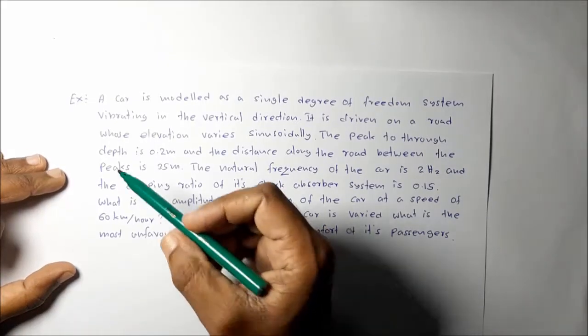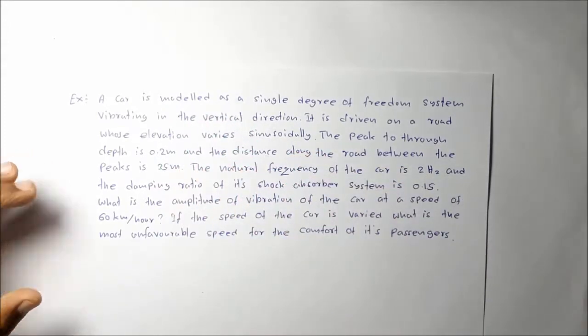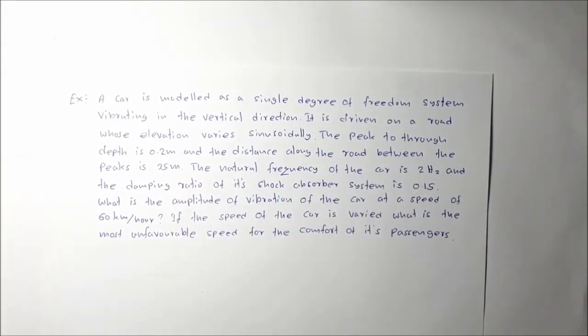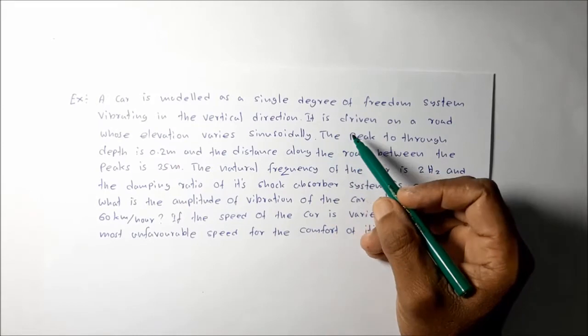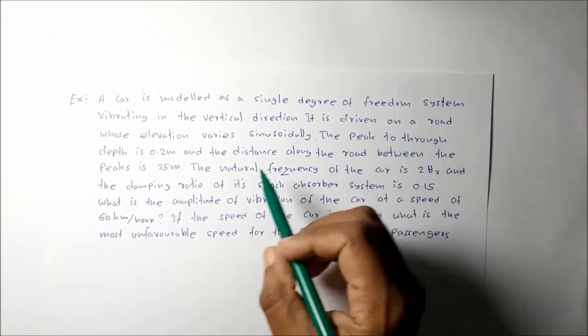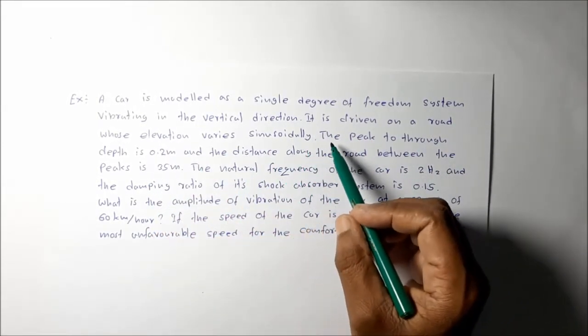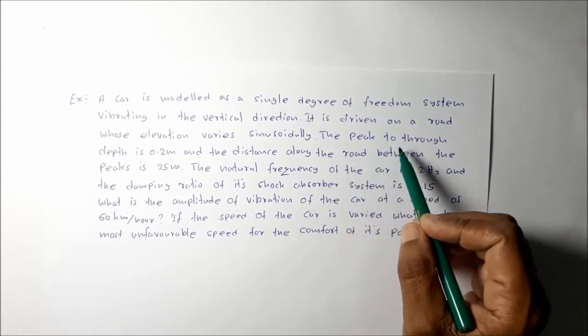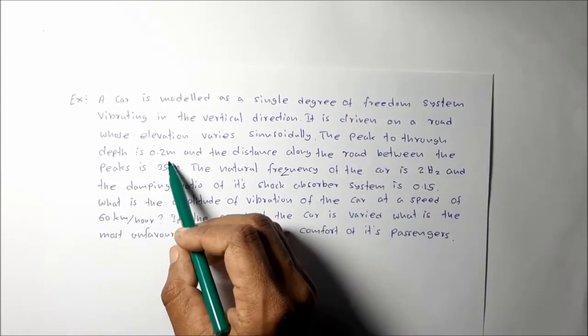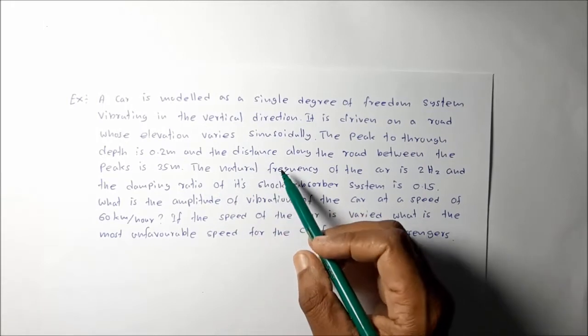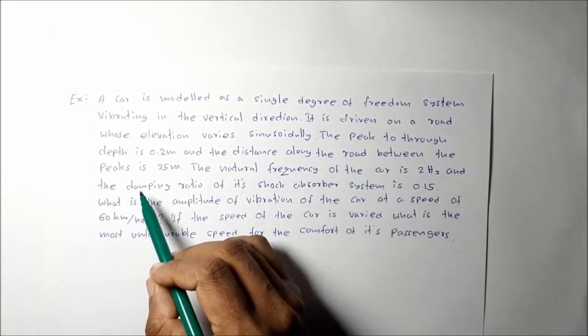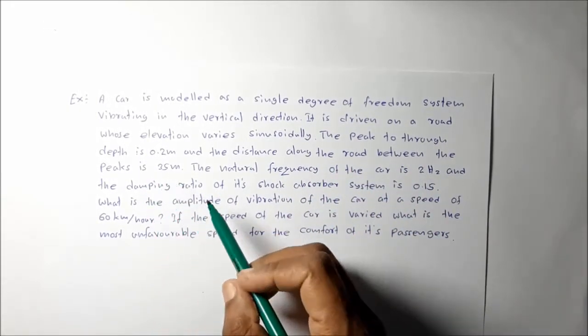Okay, in this problem, a car is modeled as a single degree of freedom system vibrating in a vertical direction. It is driven on a road whose elevation varies sinusoidally. The peak to trough depth is 0.2 meters and the distance along the road between the peaks is 35 meters.